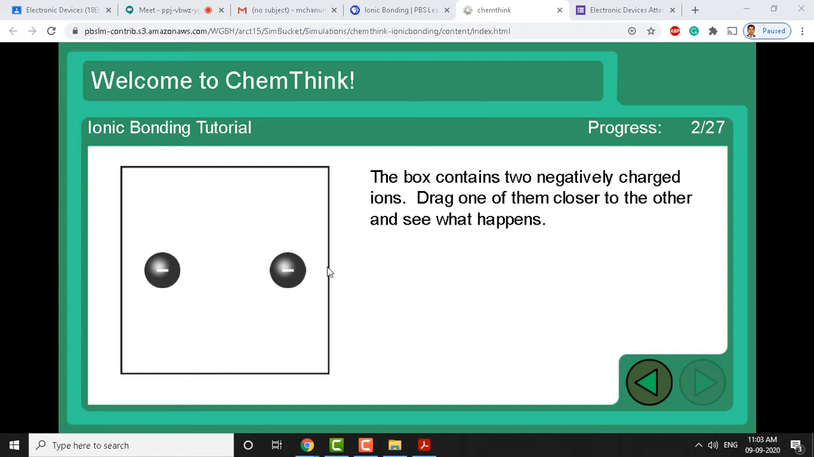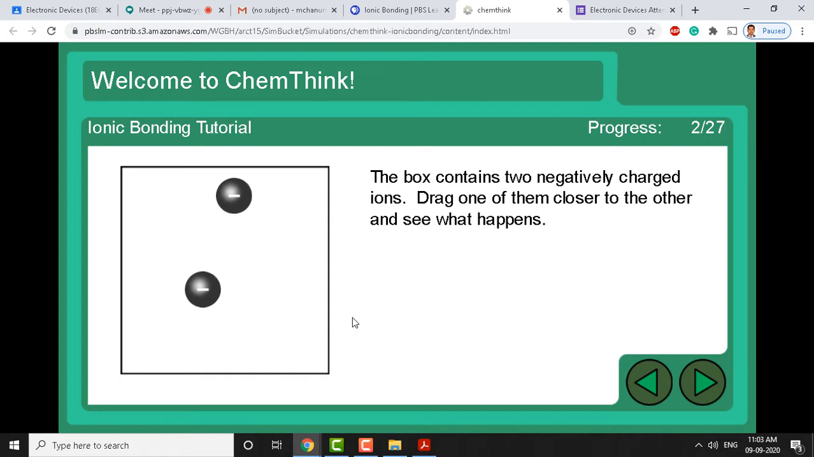I think now you can see there are two negative ions in this box. If we bring one close to this ion, see what is happening. Can you observe here? There are two negatively charged ions. I'll just place it and leave it. What is happening? You observe here. This shows that like charges repel each other.